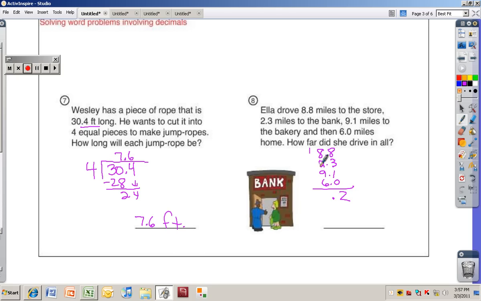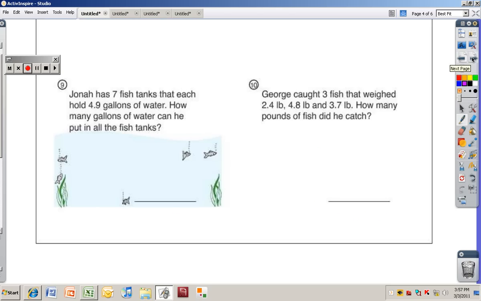We have a 10 there. We have a 15 there. 26. What's 25 plus 1? 26. There we go. 26.2 what? Miles. Beautiful. All right, you're going to do these two. Pause the video, turn it back on when you're ready to see the solution.